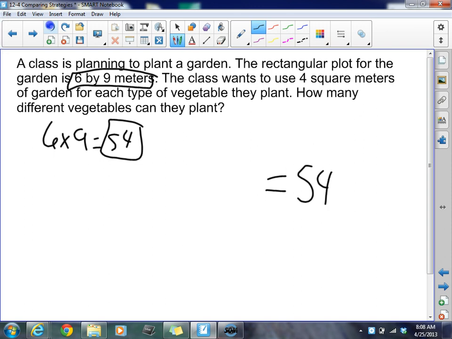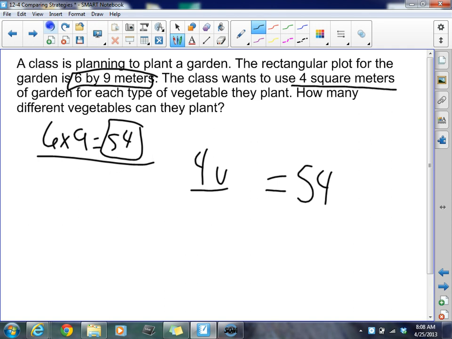Now I want 4 square meters. So it's going to look like this. 4 times, we'll say 4 times V for vegetable. Okay, so 4V, and remember we can write it like this, let me get rid of that X. It will look like this: 4V. So 4 times V, I want it to equal 54 because I know the area is going to be 54 square meters. I want 4 square meter blocks. So how many 4 square meter blocks will go into 54?